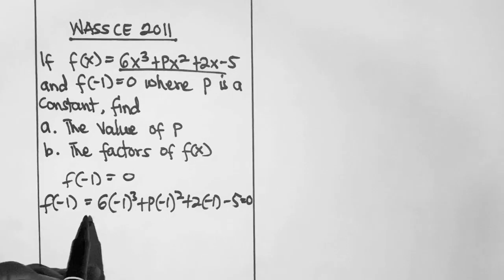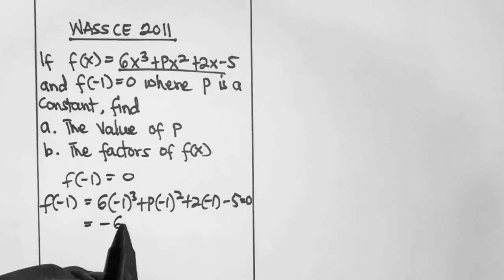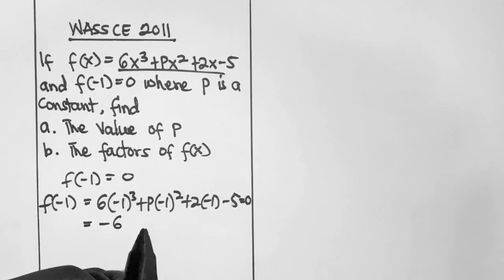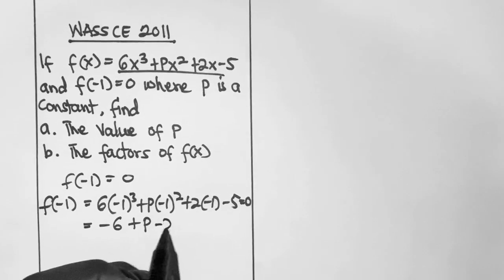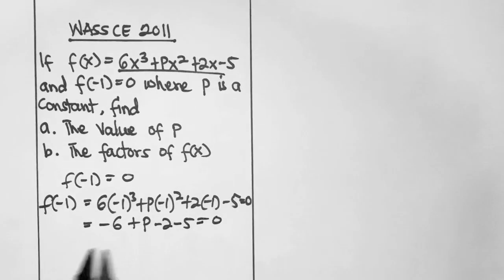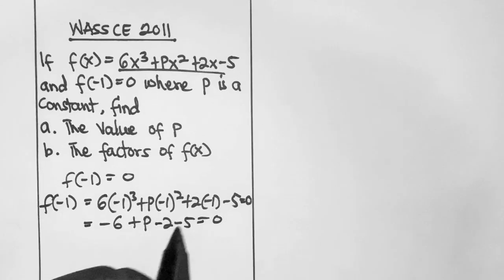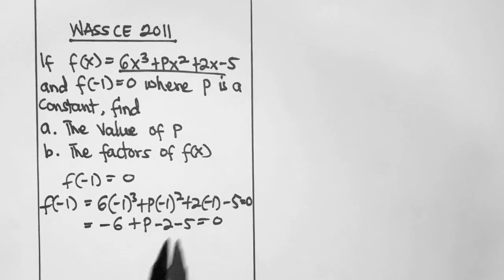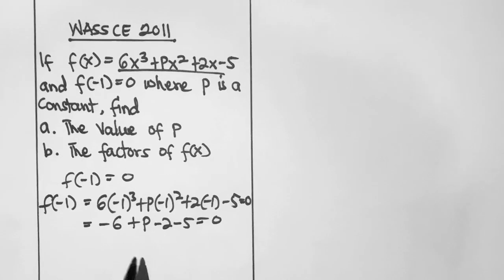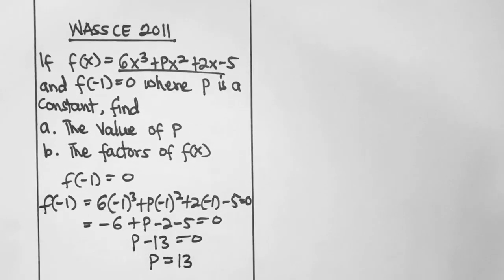So minus 1 cubed is minus 1 times 6. Here's minus 6. And minus 1 squared is 1 times p. So it becomes plus p. The minus 1 times 2 is minus 2, minus 5 equals 0. So minus 6 minus 2 is minus 8. Minus 8 minus 5 is minus 13. So we have p minus 13 is equal to 0. And therefore the value of p is equal to 13.